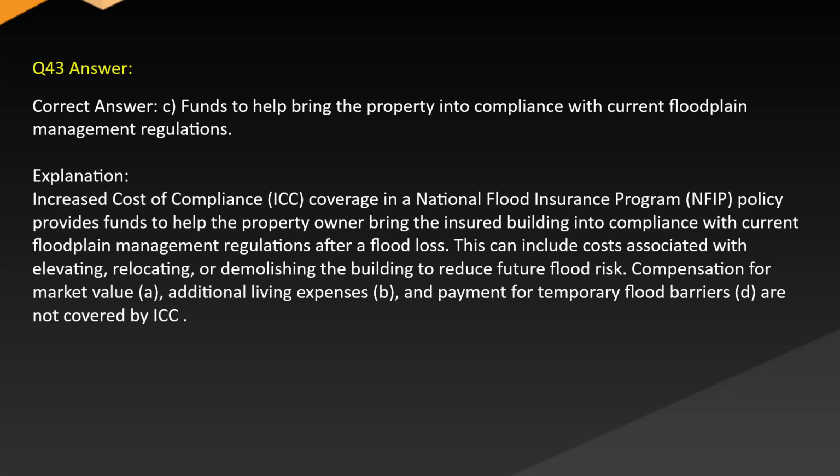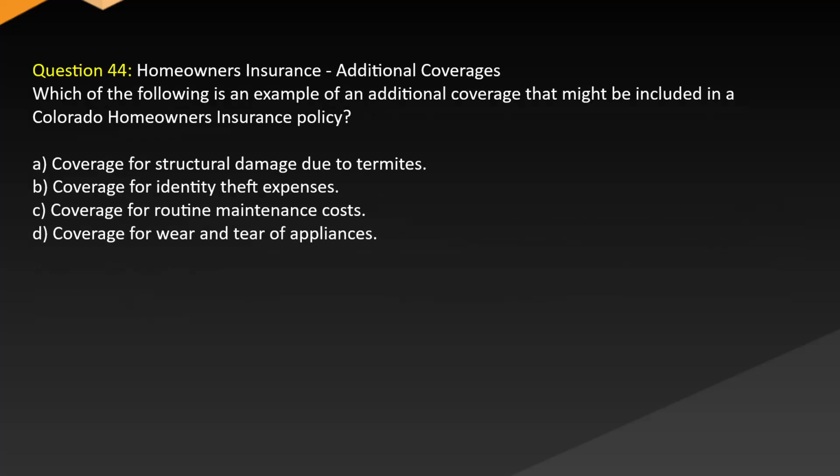Additional living expenses, B, and payment for temporary flood barriers, D, are not covered by ICC. Question 44. Homeowners insurance. Additional coverages. Which of the following is an example of an additional coverage that might be included in a Colorado homeowners insurance policy? A. Coverage for structural damage due to termites.